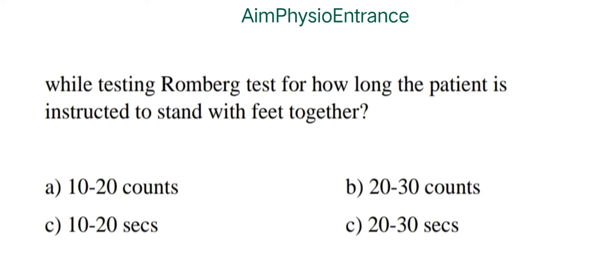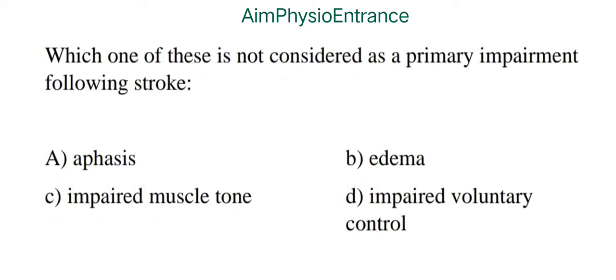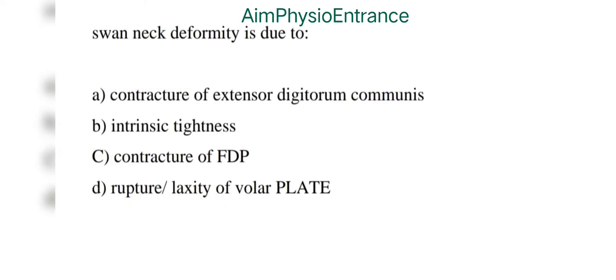20 to 30 seconds. Then moving on to our next question, that is, which one of these is not considered a primary impairment following stroke? And the options are A. aphasia, B. edema, C. impaired muscle tone, or D. impaired voluntary control. And the answer is B. edema.